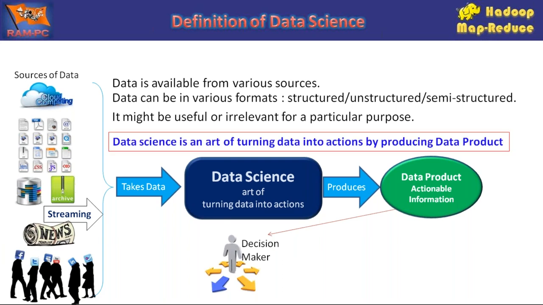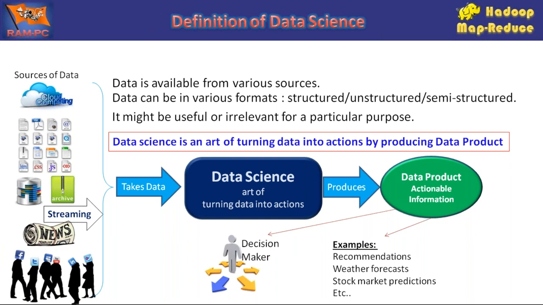And there are several examples. Before examples, there is the formal definition. Data science is an art of turning data into actions by producing the data product. This is the formal definition. And then the examples: recommendations, Amazon. If you open Amazon, there are so many recommendations. You will get the recommended items, items you may like. And if you open Book My Show, it will show you recommended movies. Based on your past experience and past purchases, it will give you some suggestions. And Facebook suggestions, LinkedIn suggestions, people you may know, they may not be directly related to you, but they will analyze based on similar properties and give you the recommendation.